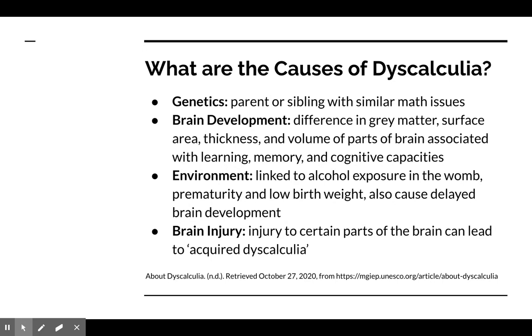In the environment, if they were exposed to alcohol in the womb, were premature, had a very low birth weight, this causes delays in brain development, as said above. And if you injure your brain, you can get acquired dyscalculia, which pretty much just means you were not born with it, but you later acquired it in life, as an example, by a brain injury.